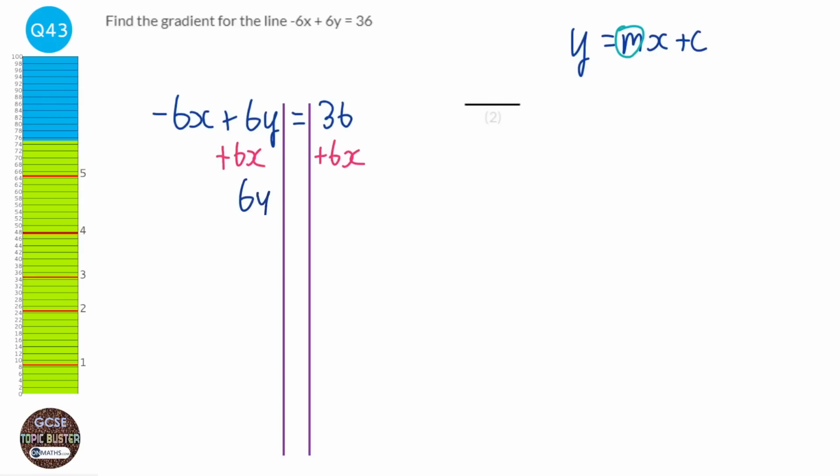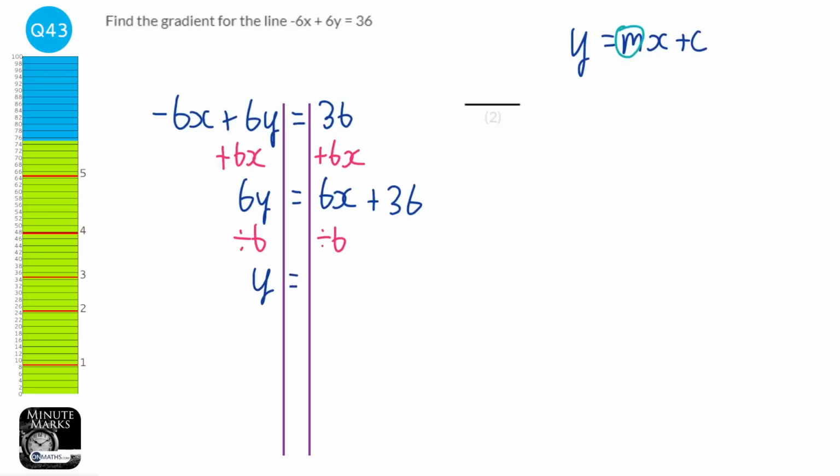So we've got 6y equals, and I'm going to put the 6x first, just to match the y equals mx plus c. Right, the next thing I'm going to do is get rid of this 6, because we just want a y there. So we're going to divide by 6 both sides. So we've got y equals 1x plus 36. Now we shouldn't really write 1, but because we're looking for m, the number before x, I've left it in there to show that the gradient will be 1.